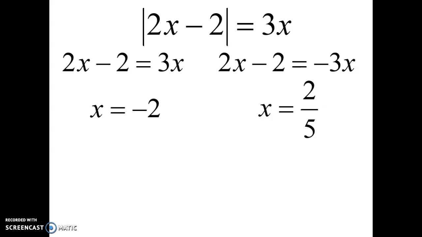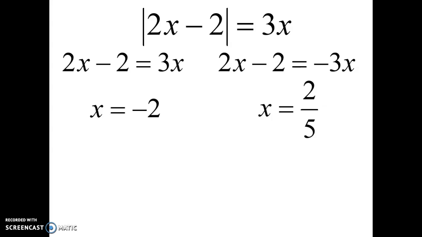All right, so you have to, again, check these answers. It's important that you check the answers. You put negative 2 back in for x. So negative 2 times 2 is negative 4. And negative 4 minus 2 is negative 6. And the absolute value of negative 6 is positive 6. So it's going to be 6 on one side. Let's see what the other side looks like. So negative 2 times 3 is negative 6.